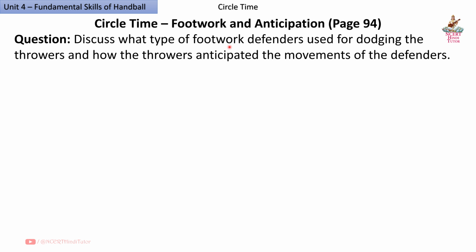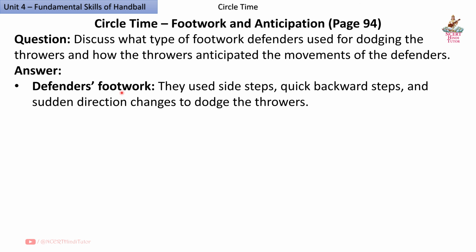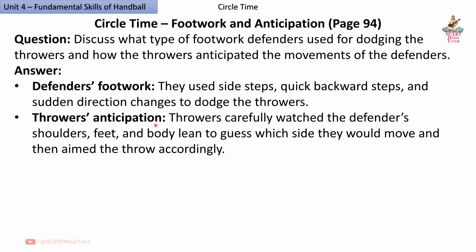Circle time, footwork and anticipation, page 94. Question. Discuss what type of footwork defenders used for dodging the throwers and how the throwers anticipated the movements of the defenders. Answer. Defenders' footwork. They used side steps, quick backward steps and sudden direction changes to dodge the throwers. Throwers' anticipation. Throwers carefully watched the defender's shoulders, feet and body lean to guess which side they would move and then aimed the throw accordingly.